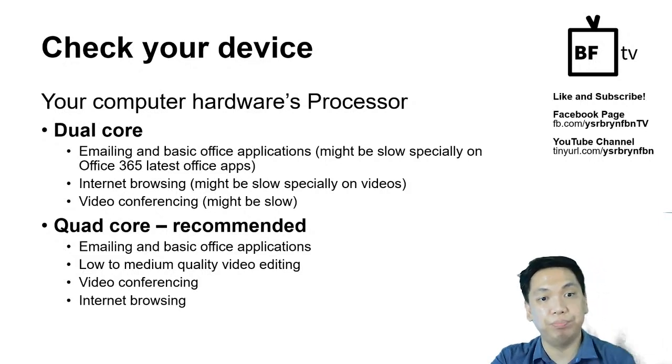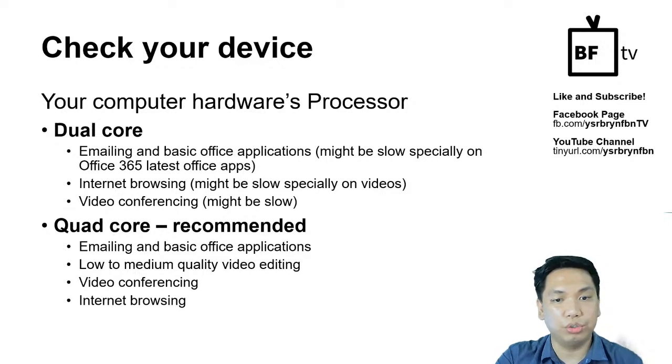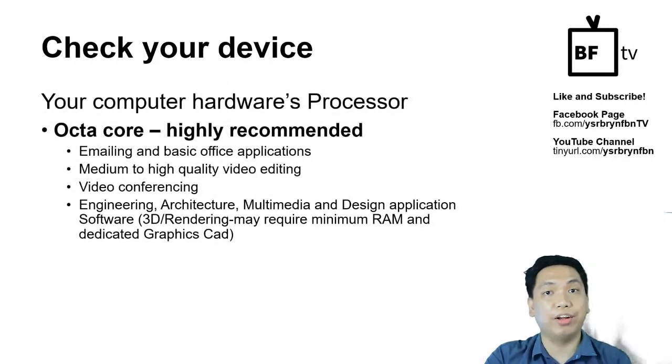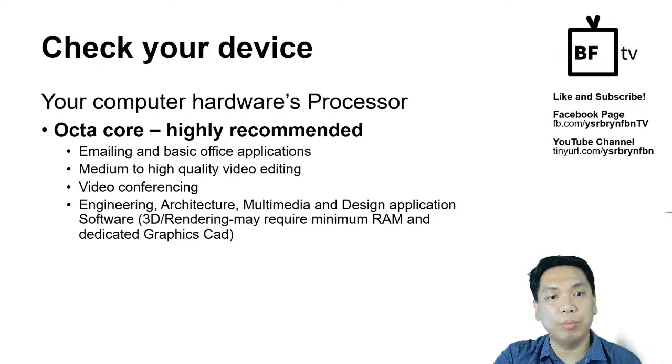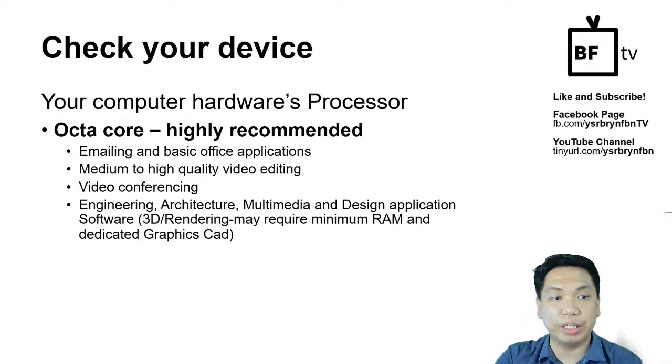For quad core, this is normally recommended because you could do emailing, basic office applications. You could also do video editing, which is also part of the skills we need to know as teachers or professors. So low to medium quality video editing. Video conferencing can also be smooth with this processor, as well as internet browsing. The most recommended one is octa-core, which is highly recommended but a little bit more pricey. No? So you could do everything from emailing, basic office applications, medium to high quality video editing, video conferencing.